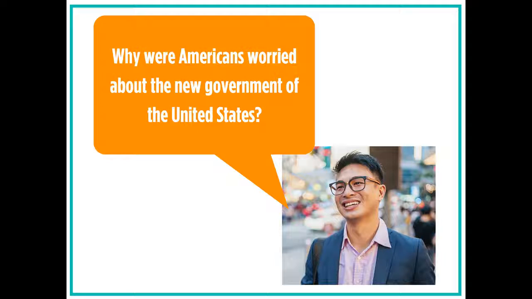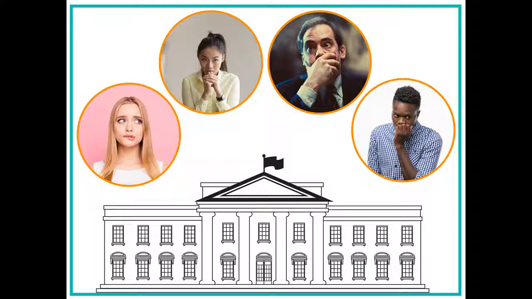At the beginning of the discussion, Jin is going to ask the group the following question to start a conversation for his roundtable. The question is, why were Americans worried about the new government of the United States? Next, Jin is going to explain that the American people were nervous about the new government and wanted to make sure that the American government would operate according to the needs of the American people.